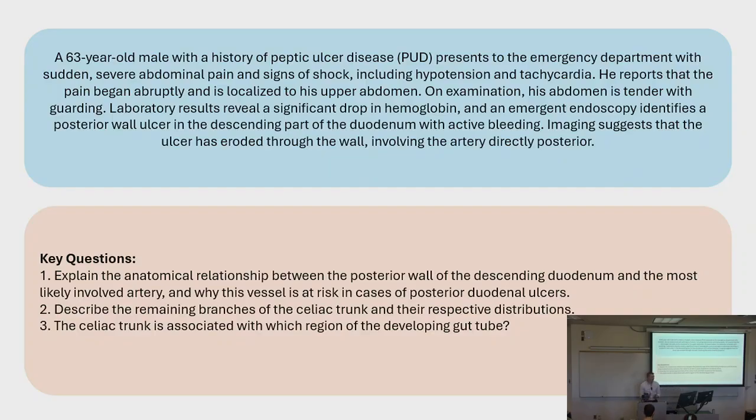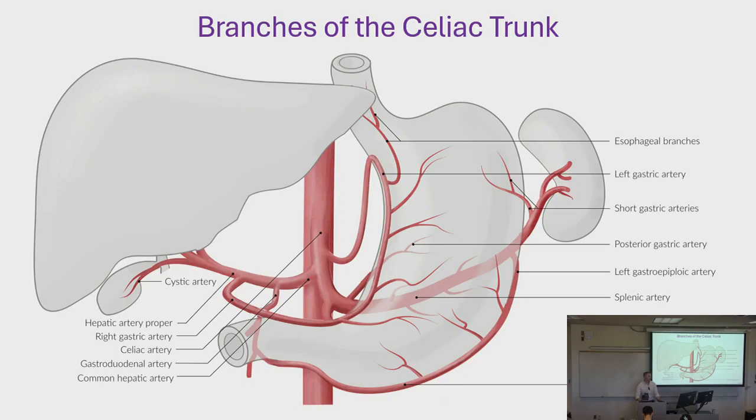Okay. All right. And then we're going to talk about the rest of the branches of the celiac trunk, and then what gut tube is celiac trunk associated with? Foregut, midgut, hindgut? Foregut. Okay. All right. So branches of the celiac trunk, as we come through, celiac trunk is coming off. What is this branch coming up around the lesser curvature on the left side? Left gastric. Okay, there's three primary branches of the celiac trunk. Left gastric is one. It's everyone's favorite because it doesn't have any other branches that we need to know.